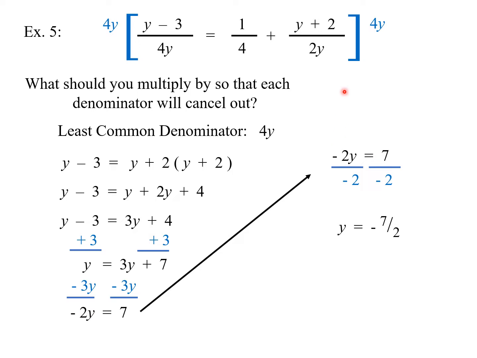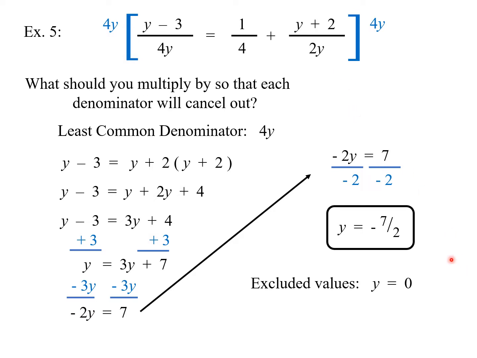The excluded values for this, what value of y will make the denominator 0? Well, just y equals 0. And so y equals negative 7/2 is our answer there.